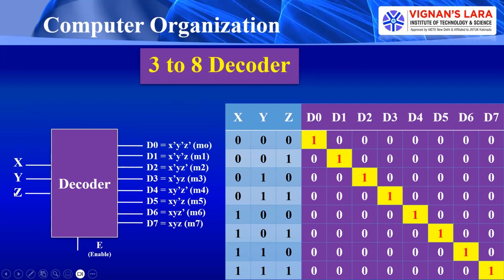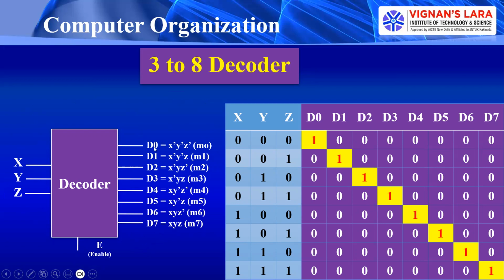Next combination present on XYZ is 0, 0, 1. That means I select D1. So D1 is 1. The rest of the outputs are 0. In a similar way, based on the combination present on XYZ, we select the outputs of a decoder. Only one output at a time can be selected. That output becomes 1. The rest of the outputs are equal to 0.